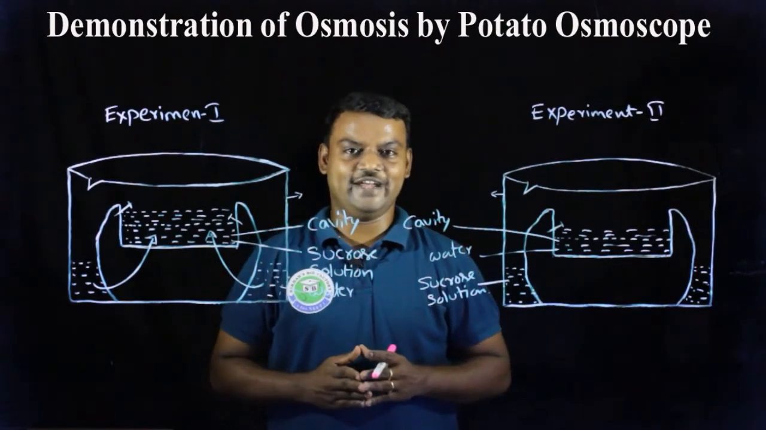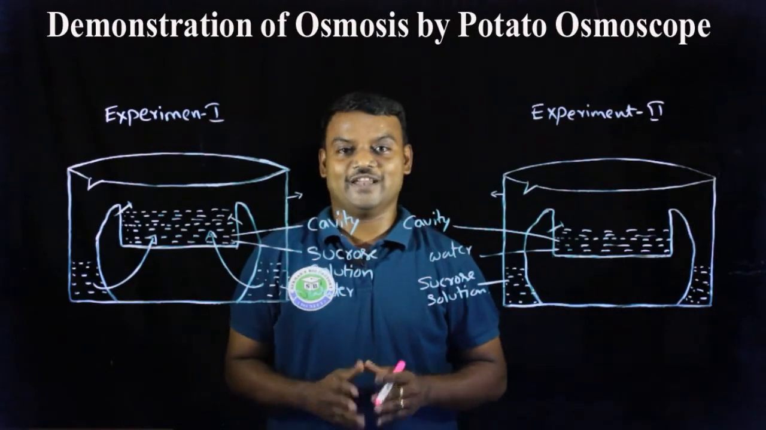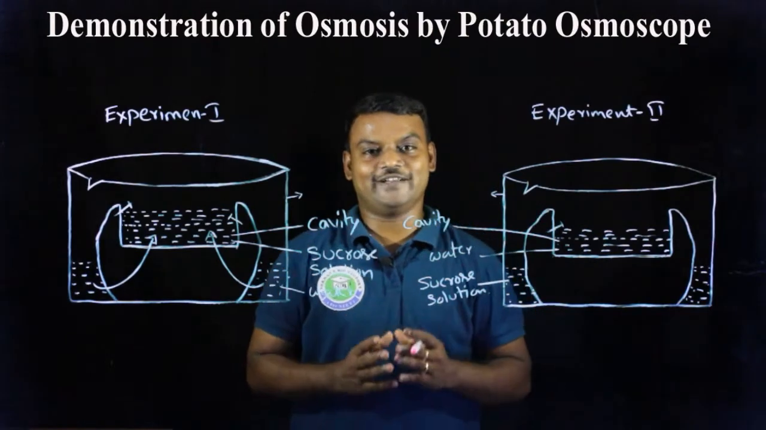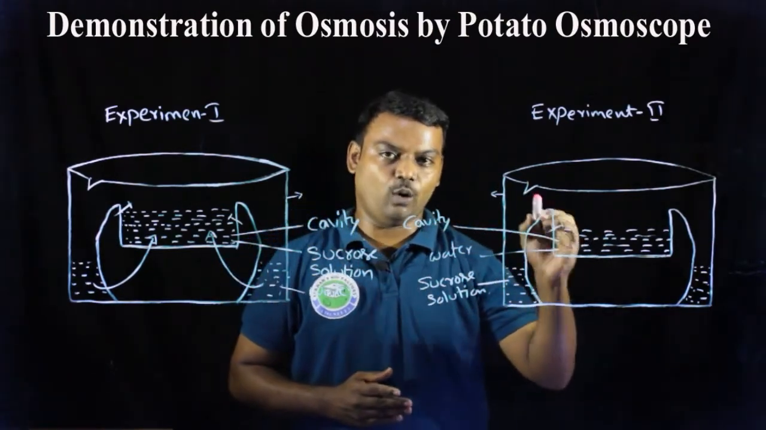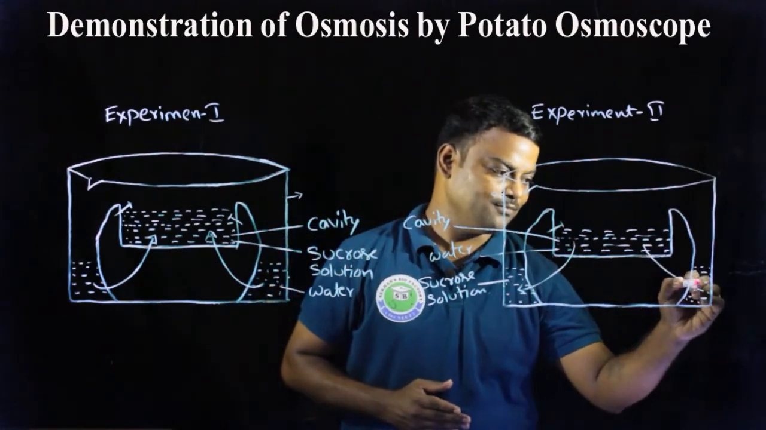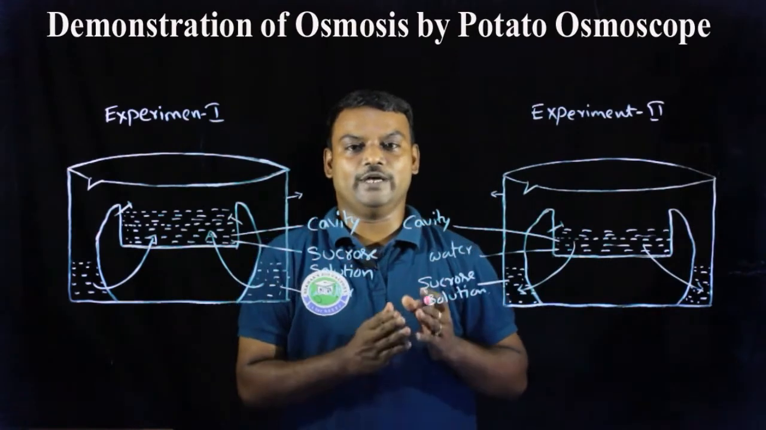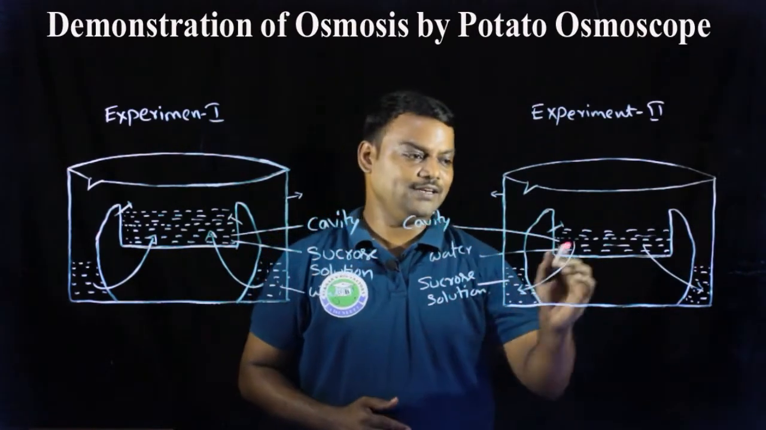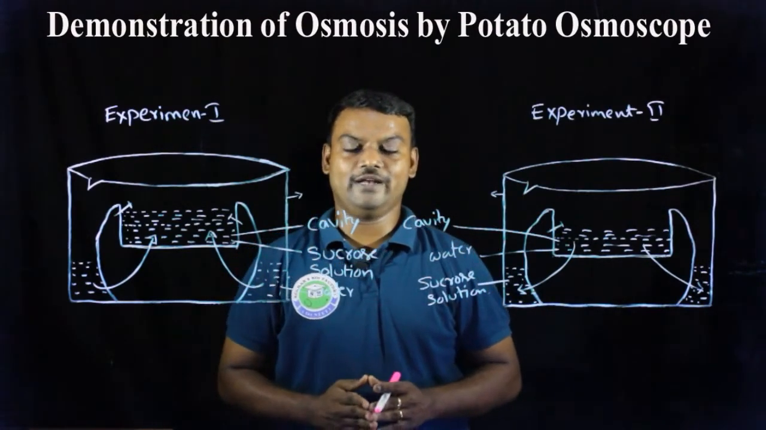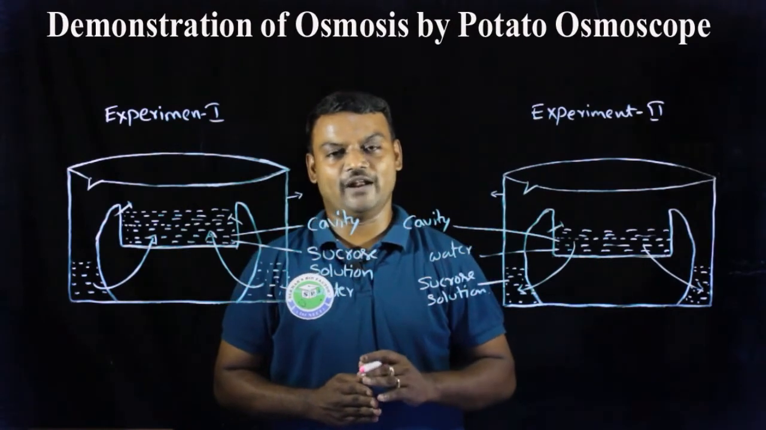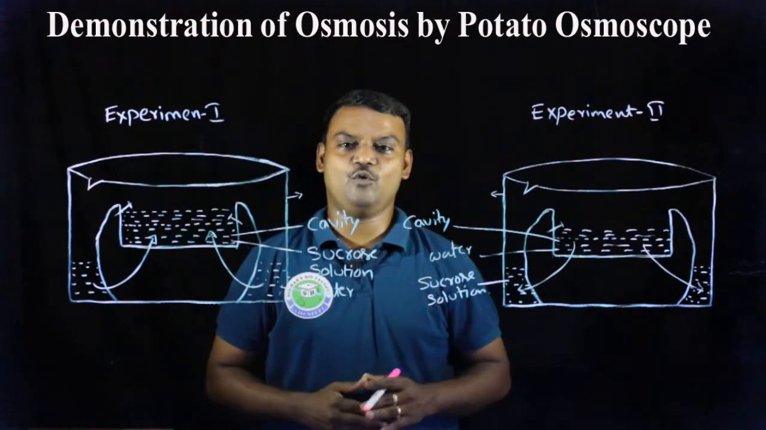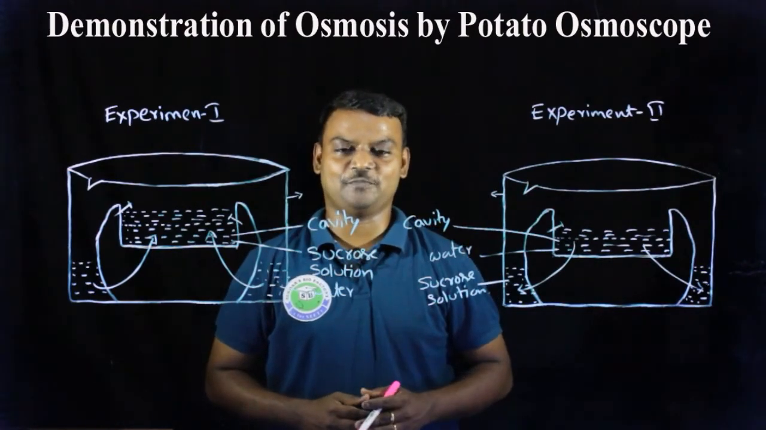Due to this concentration gradient, in the sucrose solution the water potential is low and in water the water potential is high. So based on this concentration gradient, the movement of water always takes place from high water potential to low water potential. In such a condition, we gradually observe the water level in the cavity decreasing. In this way, based on concentration gradient, the movement of water takes place from outside to inside or inside to outside of the potato cavity. It is called the potato osmoscope experiment. It helps to demonstrate the osmosis process.